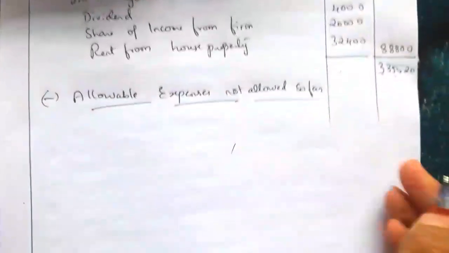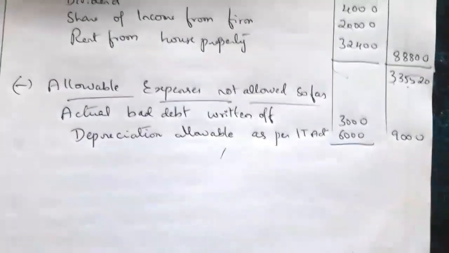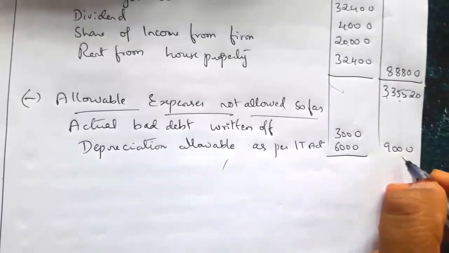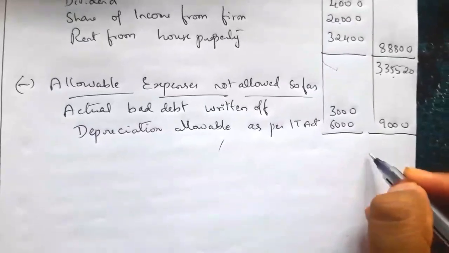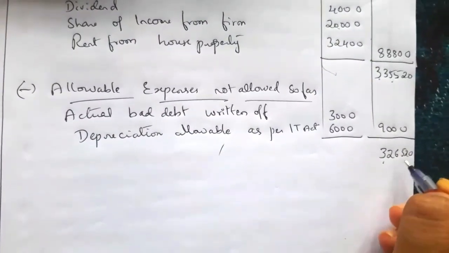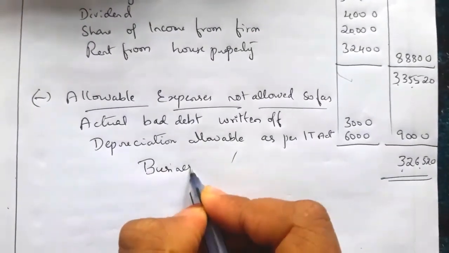So write both expenses. Actual bad debt written off is 3,000. Depreciation allowable as per the Income Tax Act is 6,000. So in total it is 9,000. If you deduct it from my above value, it will be 3,26,520. So this is nothing but business income.